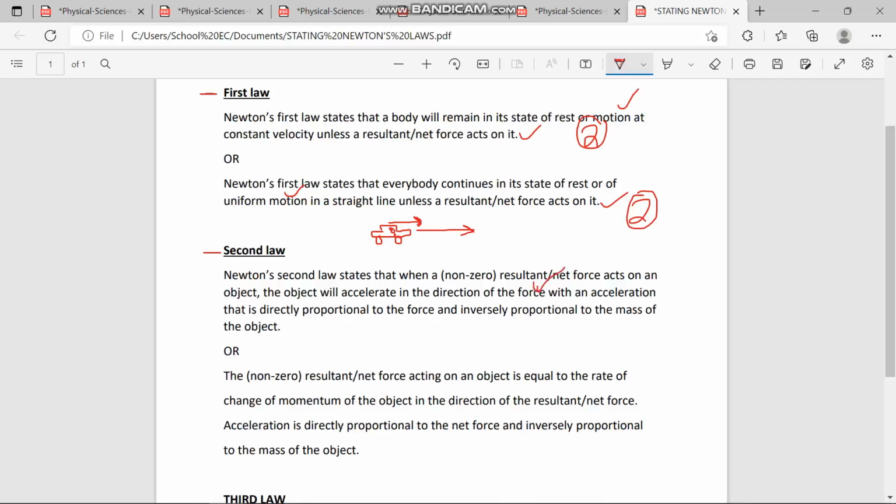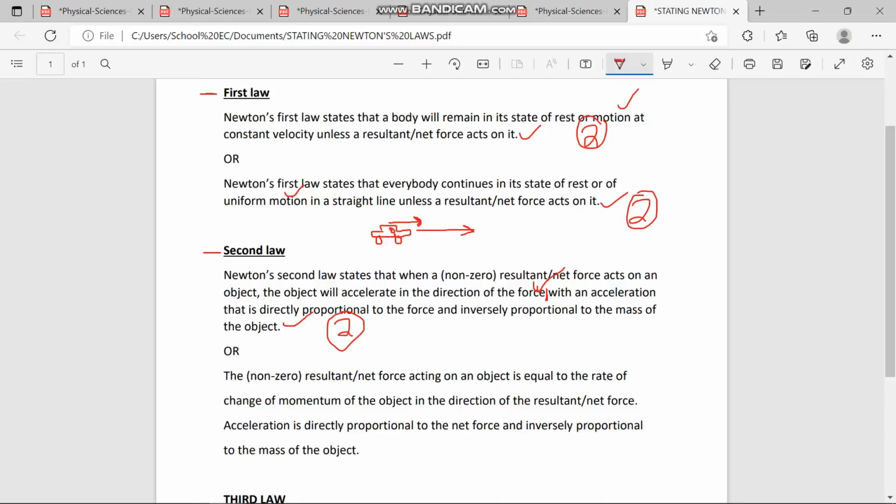The second law states that when a resultant or net force acts on an object, the object will accelerate in the direction of the net force. That's your 1 mark. With an acceleration that is directly proportional to the net force and inversely proportional to the mass of an object, that's the other 1 mark, equal to 2 marks.